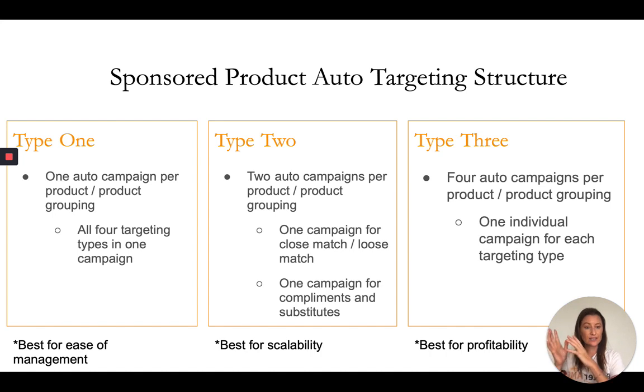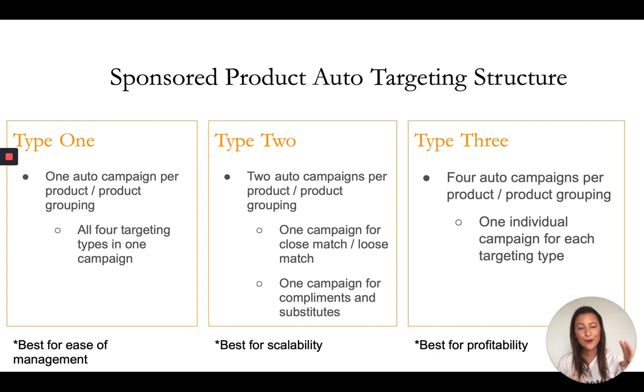Now this allows us to scale. Maybe we perform much better on the product detail page. So once our complements and our substitutes are doing really well, we can increase the budget. Maybe we perform even better in the search results and we want to collect more search term data. We only want close match and loose match turned on, so we can increase our budget for those to collect more search term data.